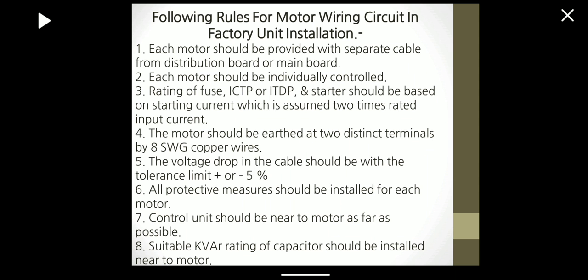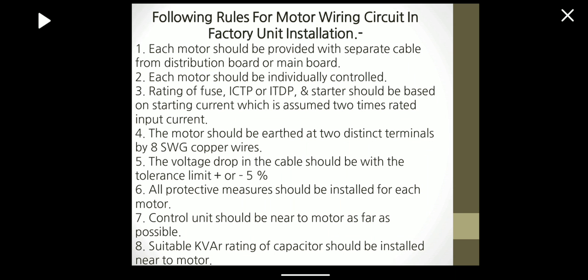Following are the rules of the motor wiring circuit in a factory unit installation. The first rule is that each motor should be provided with a separate cable from the distribution board or main board. Second, each motor should be individually controlled. The rating of the fuse, ICTP or ICDP and starter should be based on the starting current, which is assumed to be 2 times the rated input current.